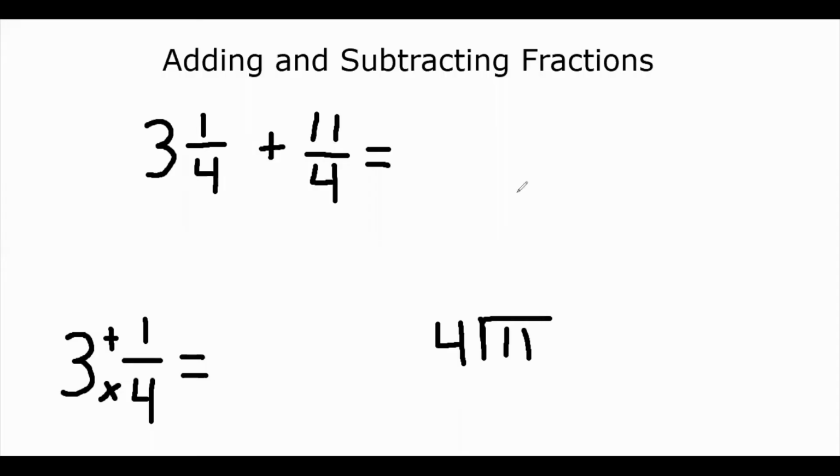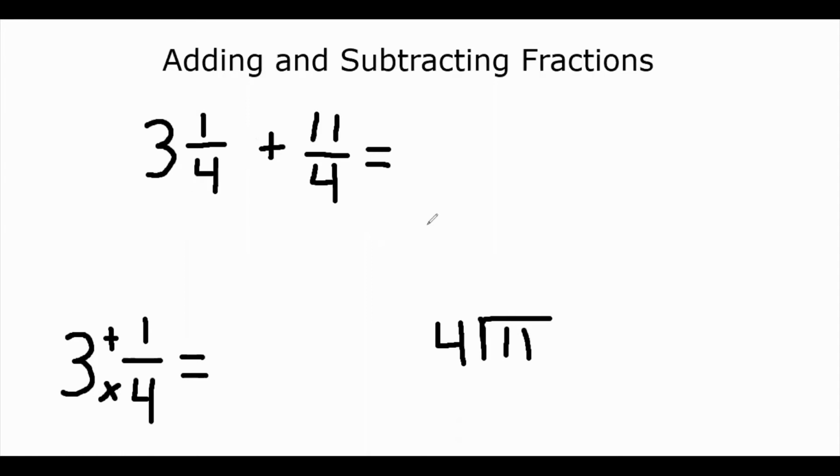All right, so I've cleared off the board, and now we've got a new problem. We've got 3 1/4 plus 11 over 4. So our first fraction is a mixed number. Our second fraction is an improper fraction, okay? For simplicity's sake, I went ahead and kept the denominator the same, but you'll find situations where the denominator won't be the same, and you'll just follow the same steps we followed previously where you find the least common multiple.